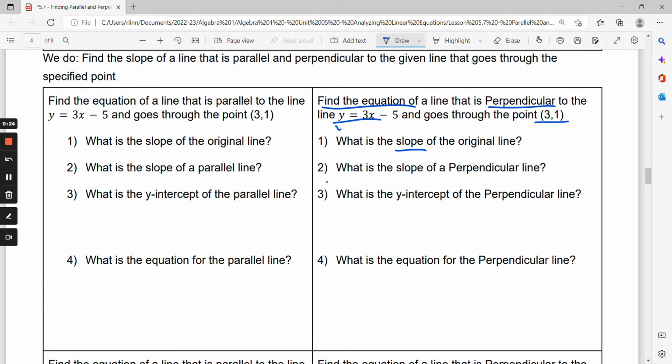So I can see that this is written in slope-intercept form, y equals mx plus b, where my m is 3, which means my original slope is 3.